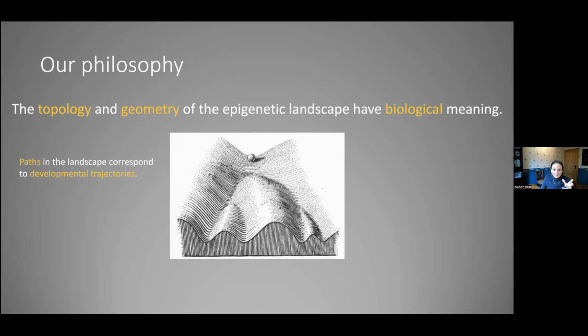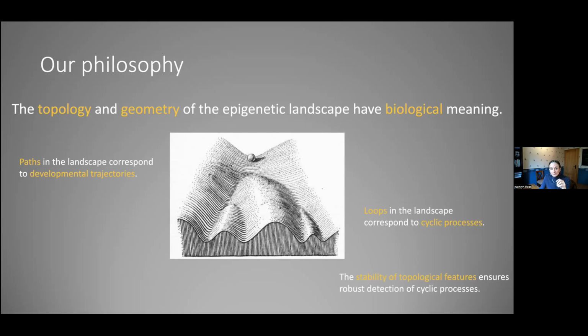So if we think about paths in this landscape, they correspond to developmental trajectories. So as, for example, you have a fetus developing, or you have a cancer developing, or something like this, you have a developmental trajectory in gene expression in this epigenetic landscape. But then you could have loops in this landscape. You could have processes that come back to themselves. And so loops in this epigenetic landscape correspond to cyclic processes.